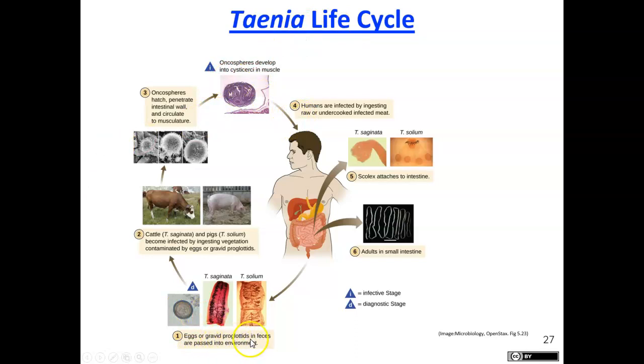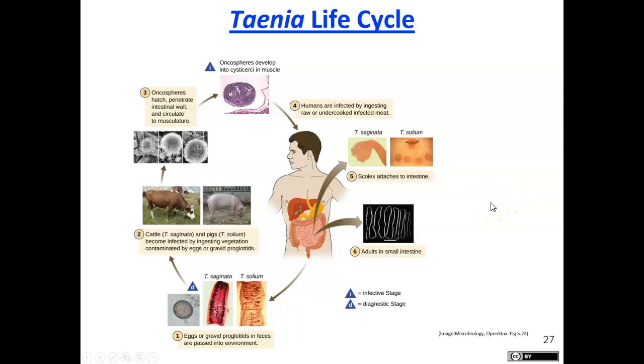So we start here. The eggs, or the proglottids, are passed into the environment. Cattle eat the grass or the hay, and when they do so, they ingest the eggs or the proglottids. The oncospheres hatch, penetrate intestinal walls, circulate around, and can get into the muscles. If we're looking at cattle, we have Taenia saginata, that's the beef tapeworm. For pigs, it's Taenia solium. The oncospheres develop into cysticerci in the muscles. Humans can get infected by eating raw or undercooked meat. And the adult will sit in our intestines and just take our nutrients.